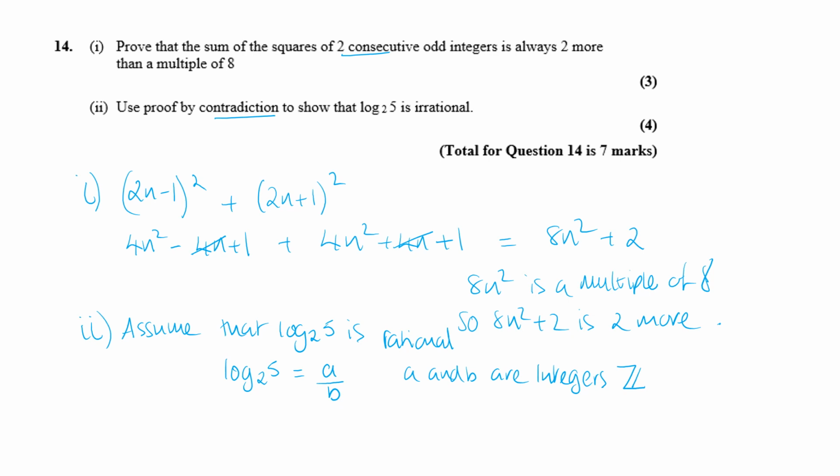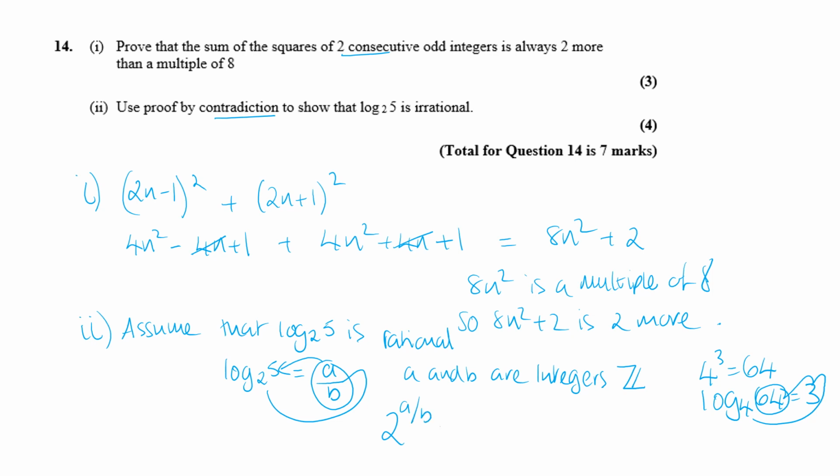So how do we rewrite logs? We can say 2 to this a over b is equal to 5. Remember, 4 cubed is equal to 64. Another way to write that is log to base 4 of 64 is equal to 3. So 4 cubed is equal to 64. That pattern is how logs work. So we can say 2 to the a over b is equal to 5.